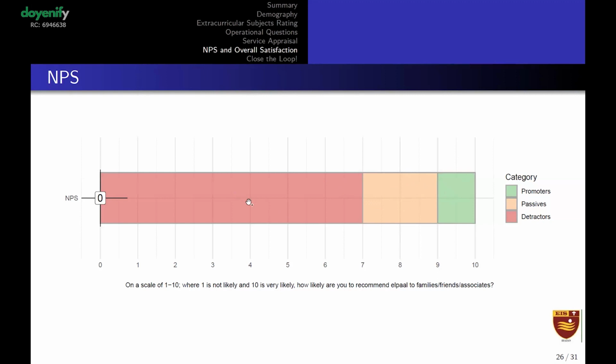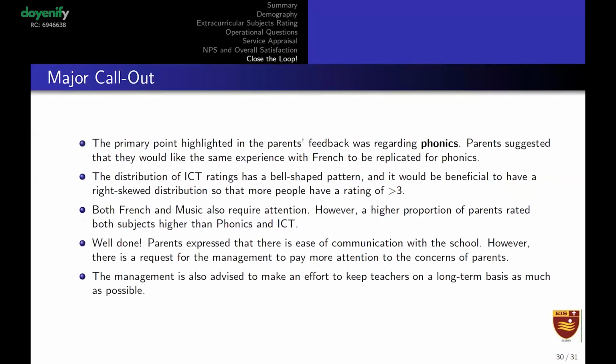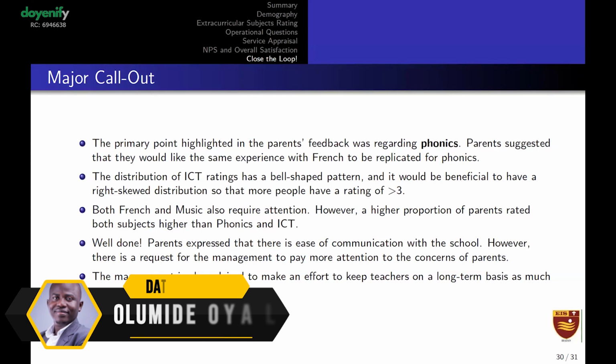And those that are within the detractors, try to narrow them down so that at the end of the day, you will have a smaller quantity of detractors and a larger number of parents in your promoter wing. So the concerns the parents shared via the form were identified, and the call-outs were shared with the school authority to look into, so that they can drive higher satisfaction and have a better Net Promoter Score in their subsequent survey.